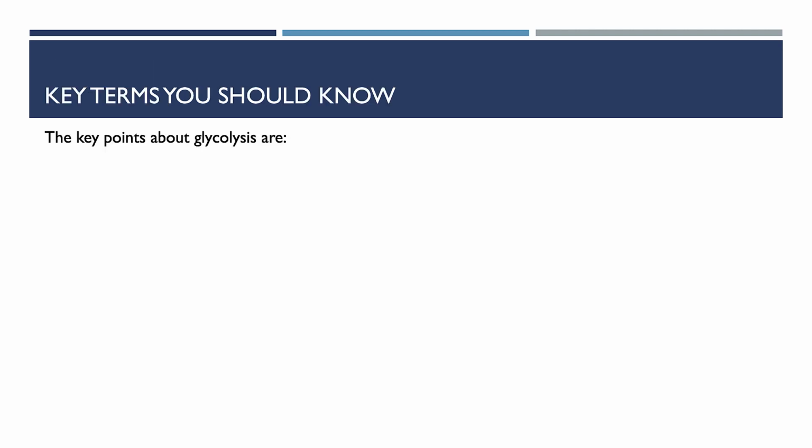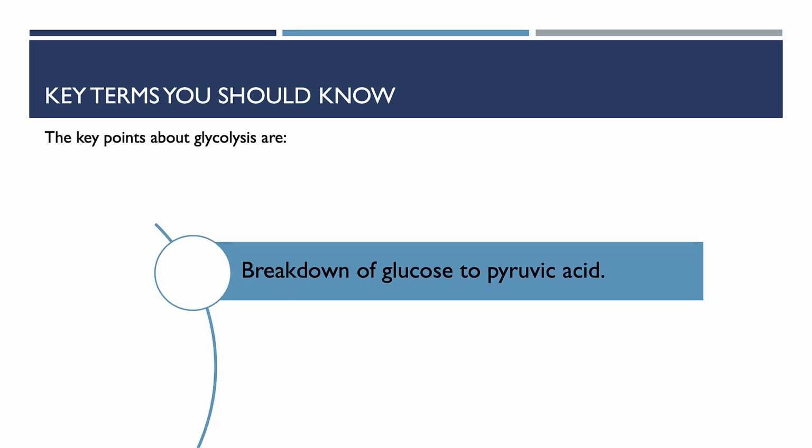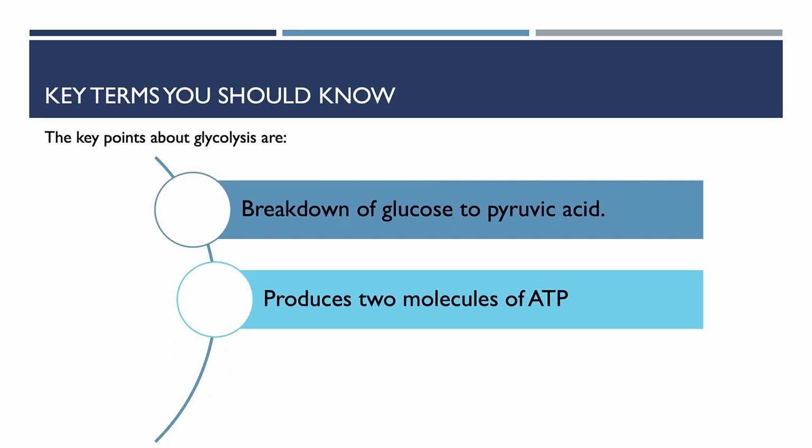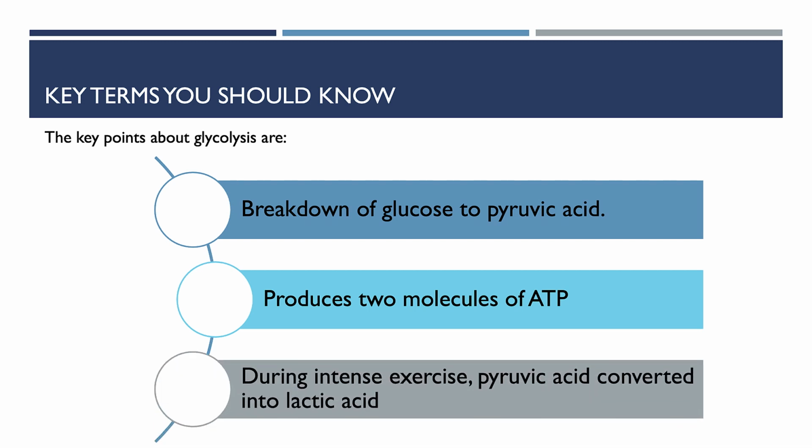Key terms you should know. The key points about glycolysis are the breakdown of glucose to pyruvic acid. It produces 2 molecules of ATP, and during intense exercise, pyruvic acid is converted into lactic acid.